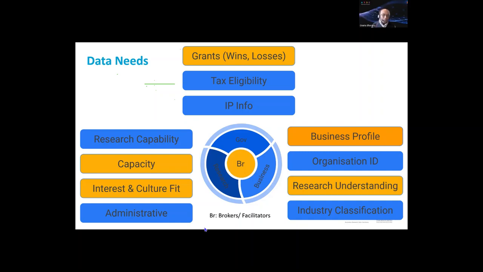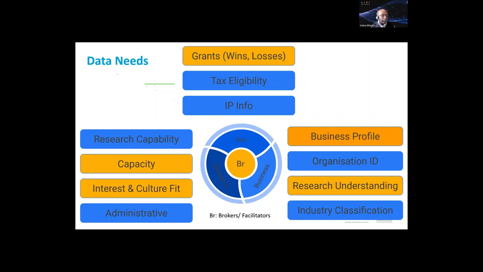So not all information is equal. As you can see, the ones in blue are relatively easier to obtain, but the ones in yellow would require information input from the sector. Say, for example, we can determine the organizational ID of a business fairly easily. We can get the industry classification of the industry. But on the other hand, knowing exactly what that organization does in relevance to research, as well as their maturity in R&D or their interest in consuming R&D, would be something that we might need to get more information about.